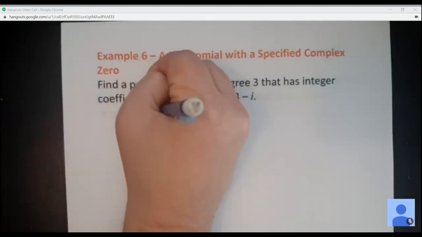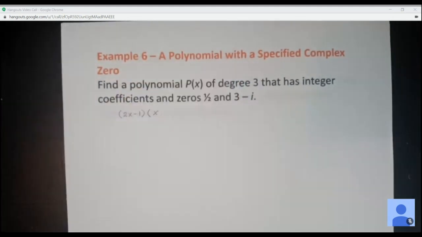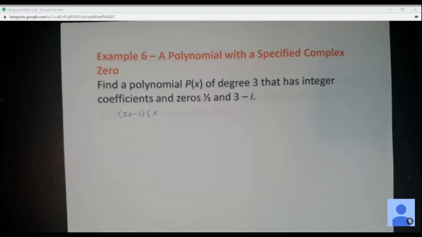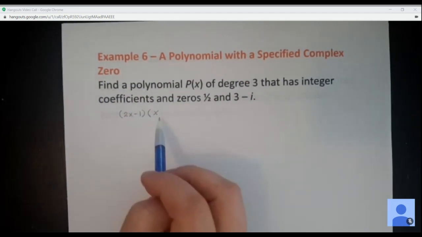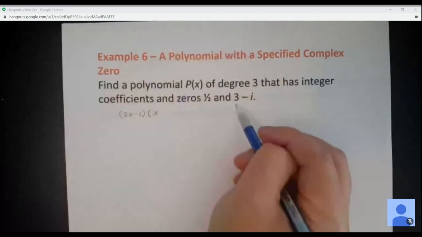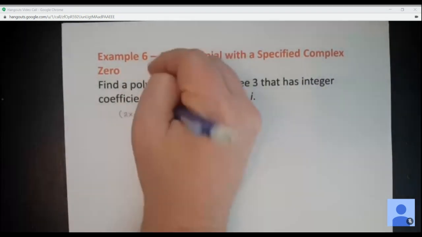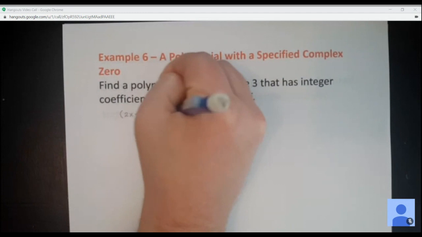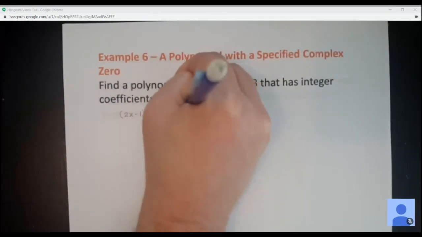So I'll give you a hint. It's going to start with x. And so now how are we going to put this 3 minus i into this factor right here? What would that look like? Good, right? So remember, we have to change both of our signs this time. So this is going to give us x minus 3 plus i.